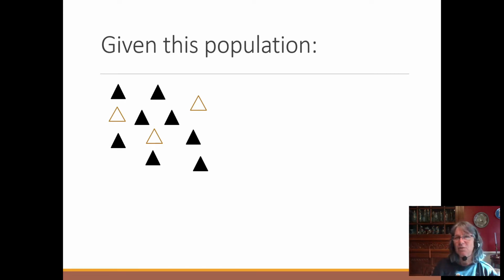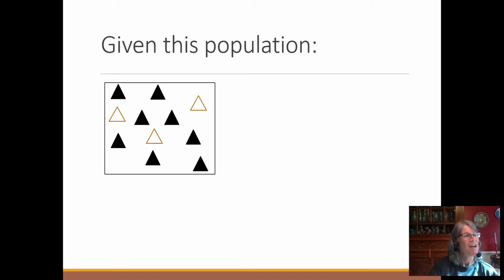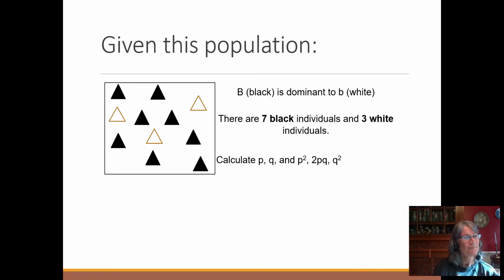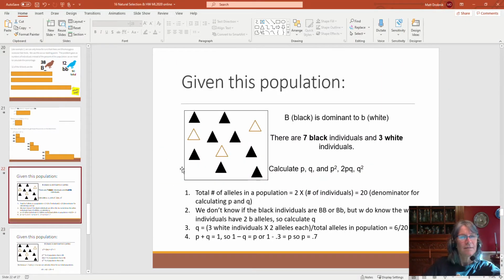Oh, I have 11 individuals. There's supposed to be 10. Let's get rid of one of these so that I'm not showing you something that's not correct.